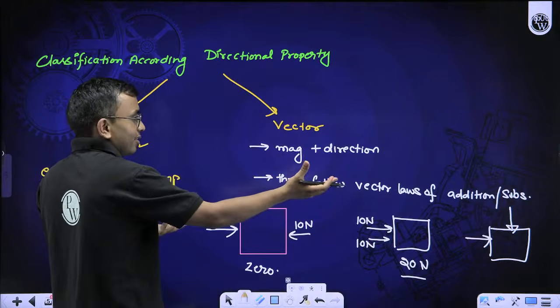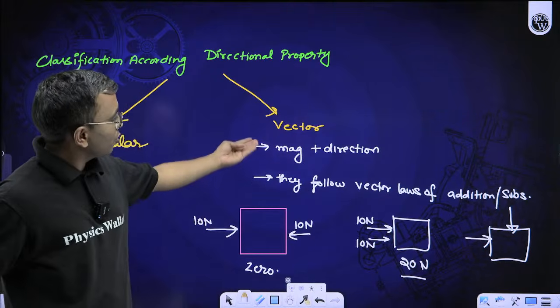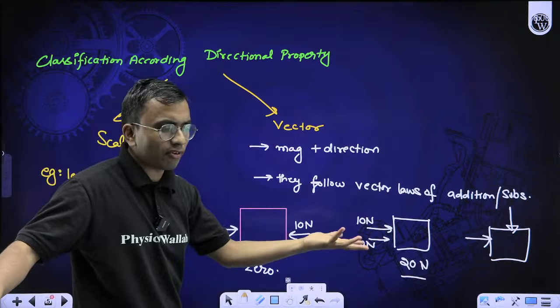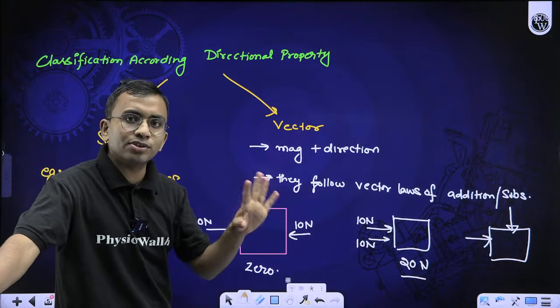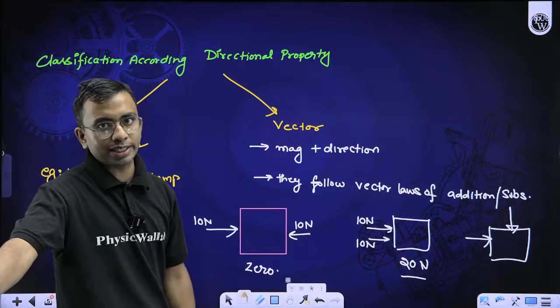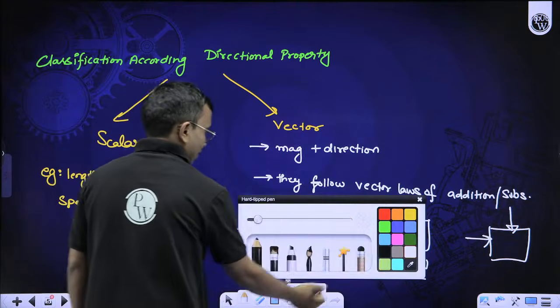So you have to see direction. Without a direction, if you just mention the magnitude of a vector quantity, that is half knowledge of that physical quantity. So here we have an example.